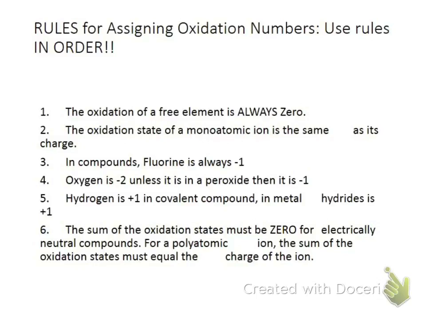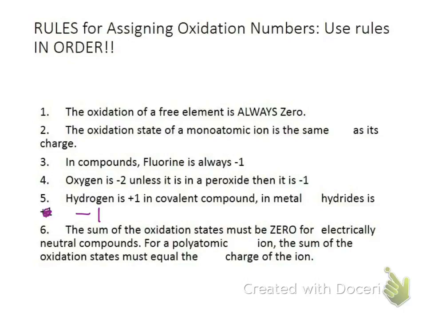Hydrogen is +1 in covalent compounds, but if it's in a metal hydride, it's supposed to be negative. Sorry, change that to -1. I just caught that. And then when we're doing our oxidation states, just like with ionic compounds, the sum has to equal 0 if it's a neutral compound. If it's a polyatomic ion, it has to equal the charge of the ion. For instance, for sulfate, the sum of the oxidation states would need to be -2, because that's the charge of a sulfate.